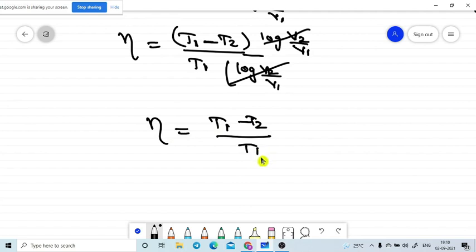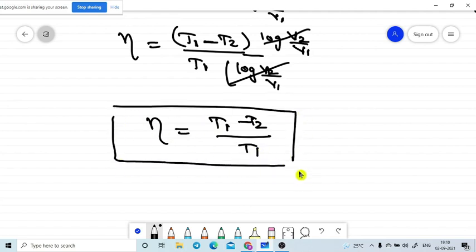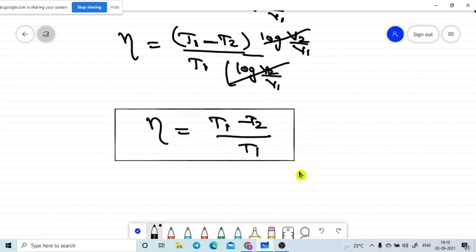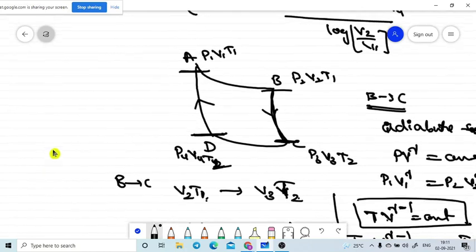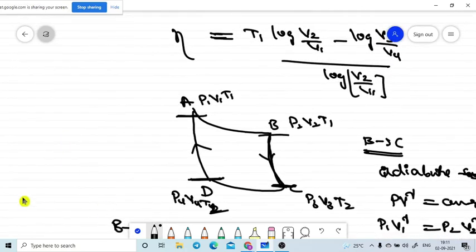This is the formula for the thermal efficiency of the Carnot heat engine in one cycle. Carnot heat engine, one cycle, thermal efficiency. This is a very important formula, so we need to perform some problems on this one. It is a continuation process, that's why I took this much time. Don't feel I took much more time. Is there any issue regarding this? No.